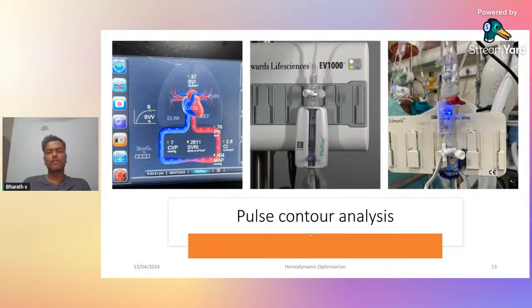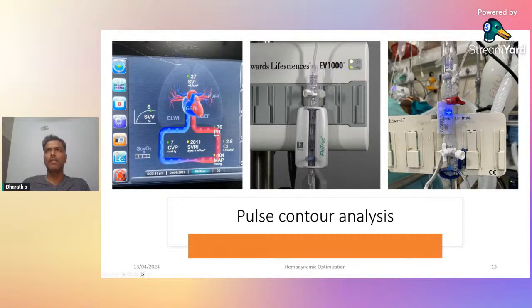That's where there are many other modalities which we have. One of them is the use of minimally invasive techniques, where the arterial pressure waveform is used to get an idea of the cardiac output. One of the common ones is the Edwards FloTrac sensor, where you would get the cardiac output and SVR. All these can be determined once you connect it to a platform.